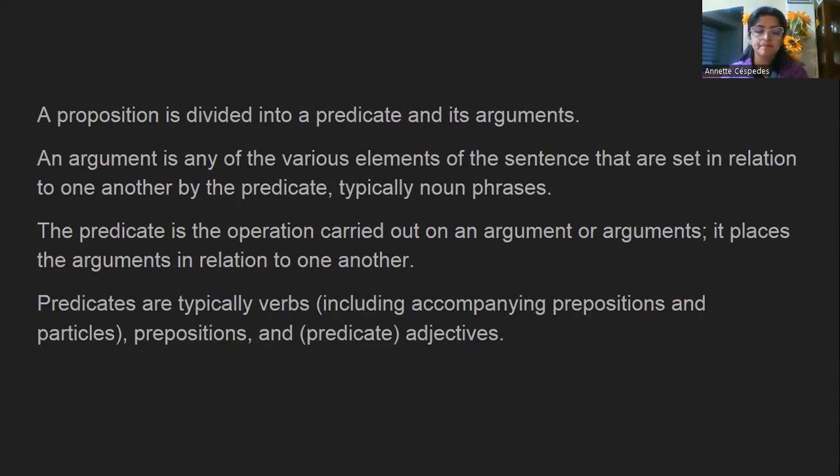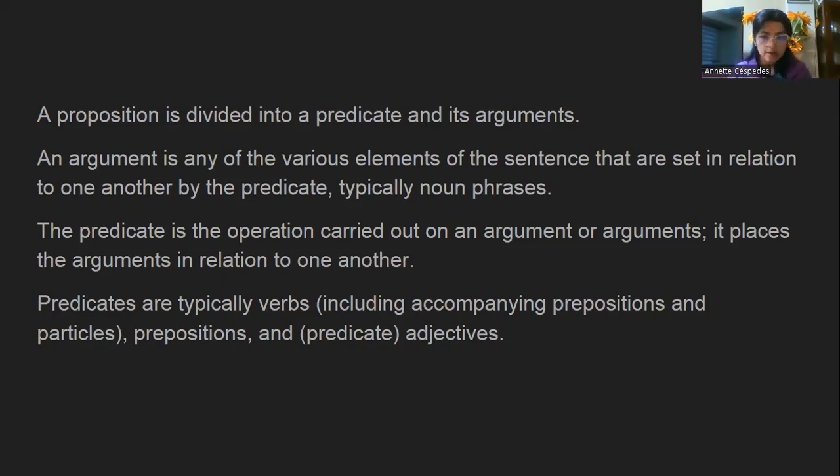Let's keep going. Now, a proposition is divided into a predicate and its argument. What is an argument? An argument is any of the various elements of the sentence that are set in relation to another by the predicate, typically noun phrases. What is the main function of the predicate? The predicate is the operation carried out on an argument or arguments, and it places the argument in relation to another one.